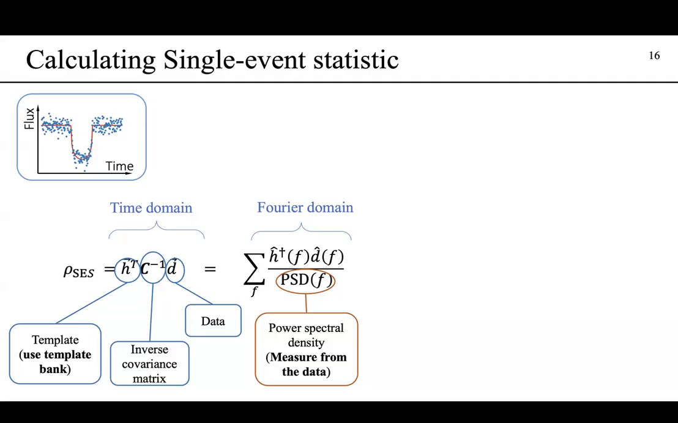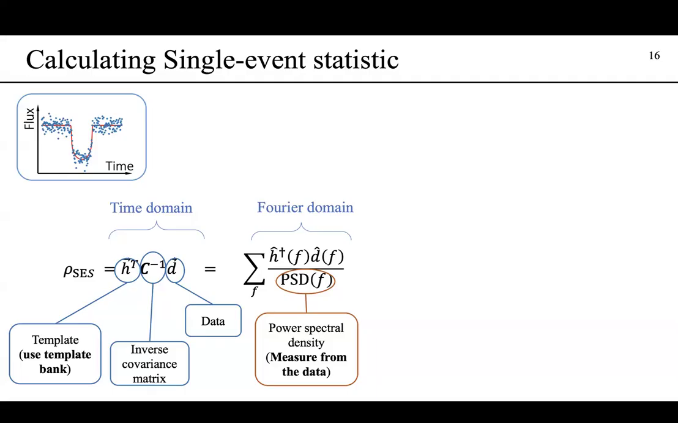If a given frequency has a lot of noise, we divide it by a large PSD, so we downweight noisy frequencies and we upweight frequencies with little noise, so we optimally summarize all the information contained in all the frequencies of the data. This is an intuitive way to understand why this detection statistic is the best.